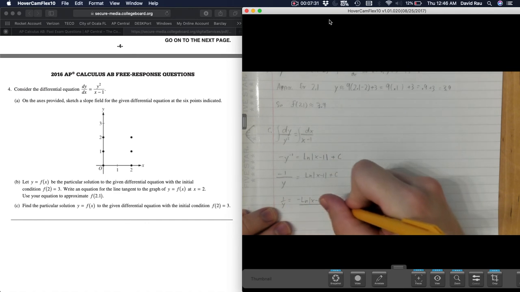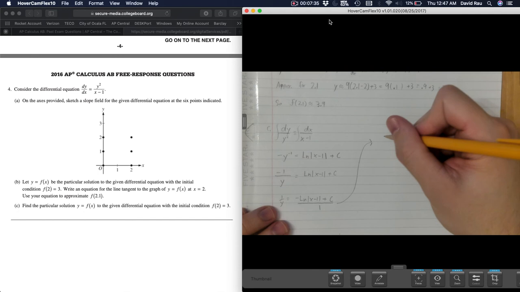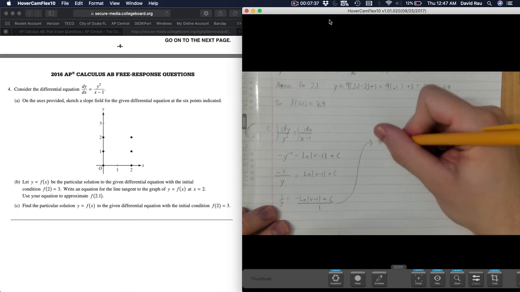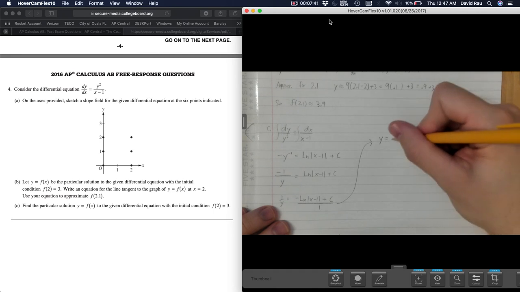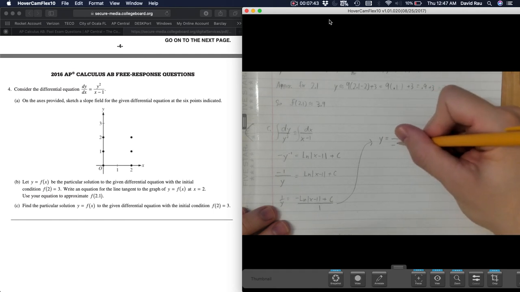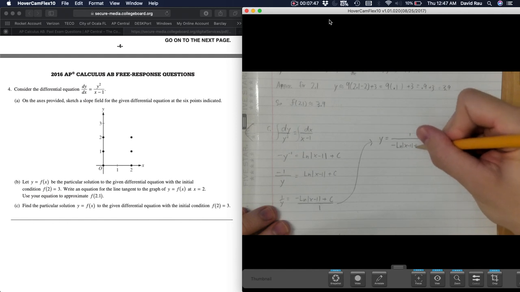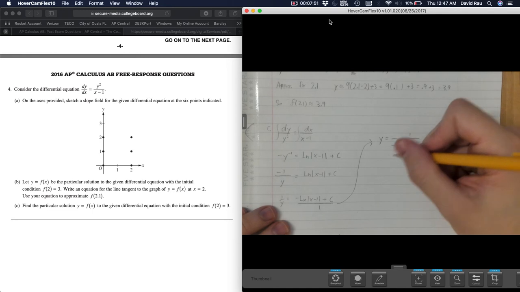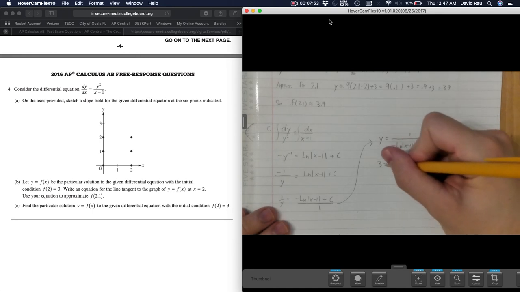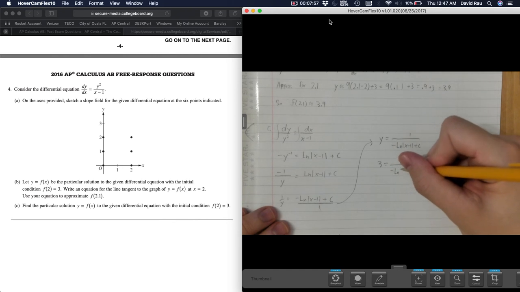Now the idea is technically all this is over 1. So what we can now do is flip everything. So we can now say y is equal to 1 over negative ln absolute value x minus 1 plus c. Okay, so now it's time to use our initial condition. So 3 is what we get when x is 2.